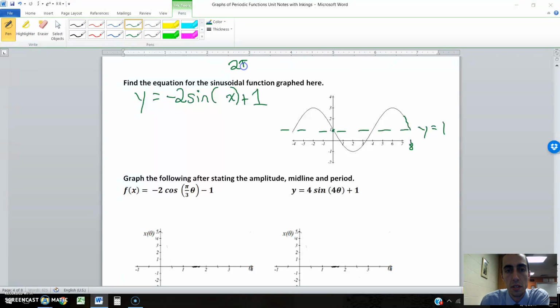So what is b? Let's remember that the period is given by 2 pi over b. So that's 2 pi over b is the period. Now what's the period? It goes from 0 out to 8. We could also compute it by seeing that it goes from 4 over to negative 4, so that period is 8. So multiply both sides by b, and then divide both sides by 8, and we will get pi over 4 for our b.